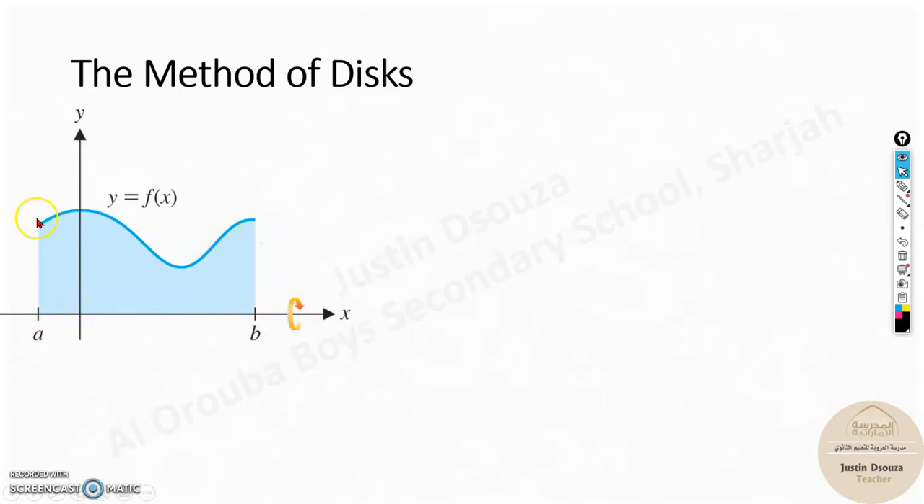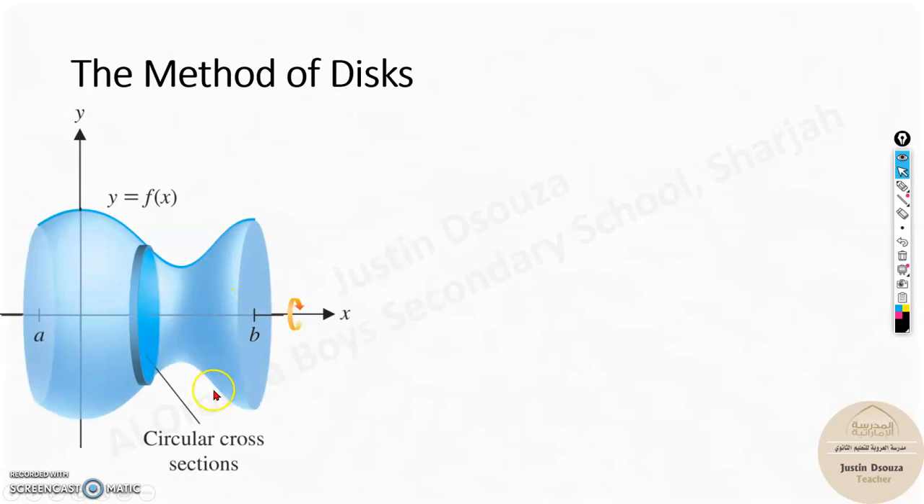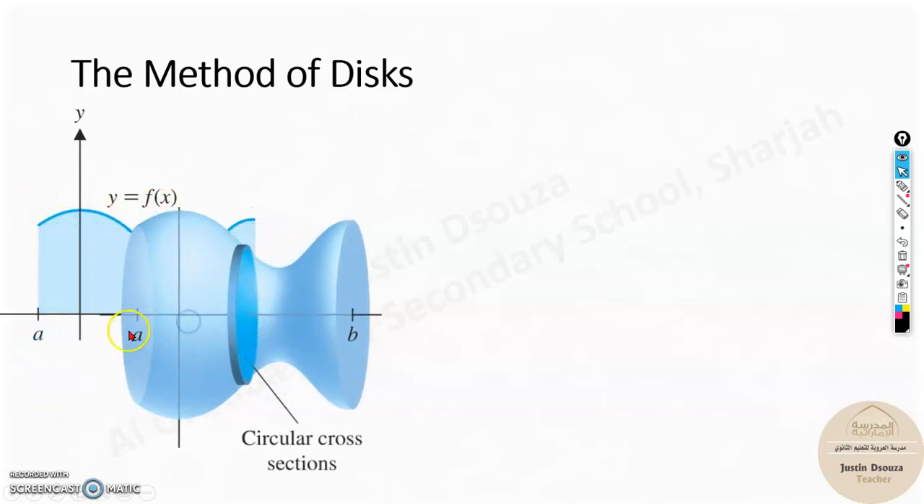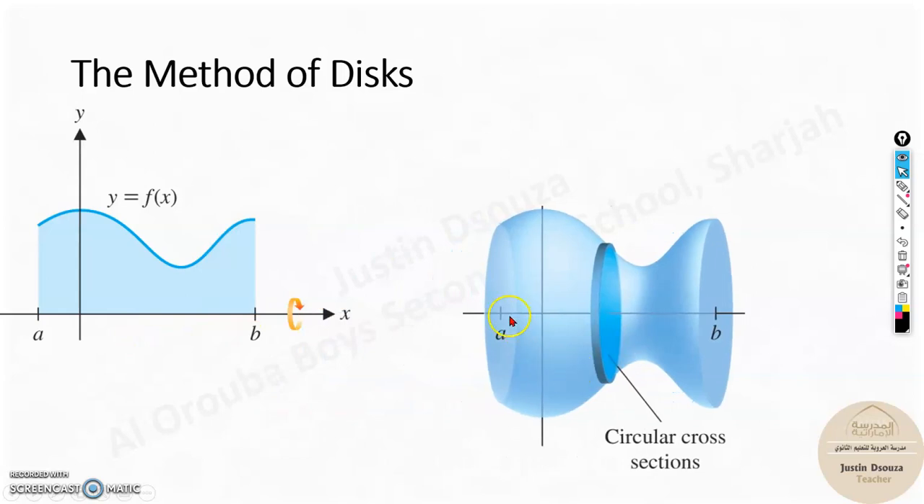This is the axis. This function will be rotated like this. It will look like this. Now you can see when it goes down and it turns up, you will get this shape. This has circular cross sections. Now you can see the same function a to b, but when you rotate it, you get this. It is made up of many circular cross sections, right?